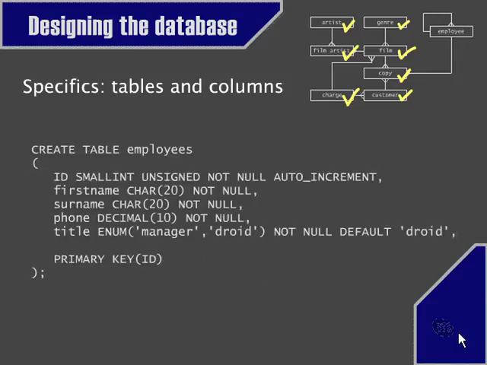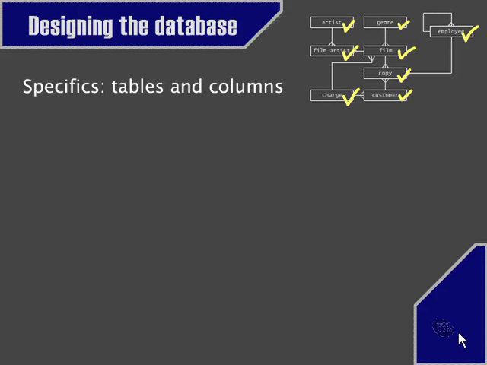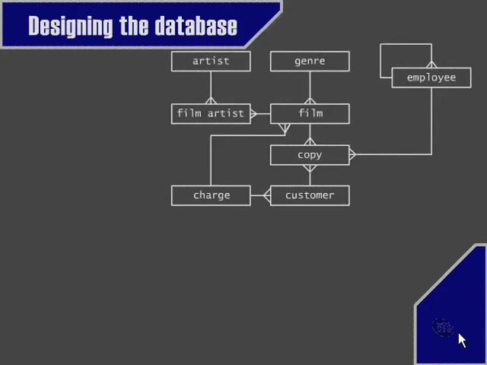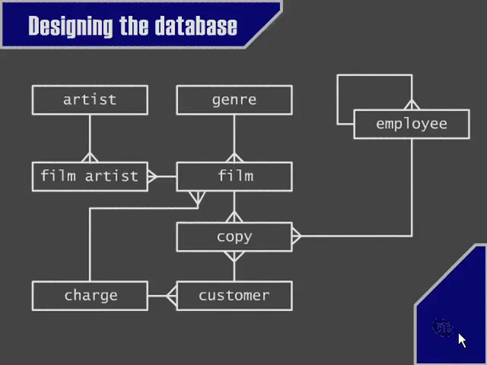Here is the table in SQL form. As you can see, there's an enumerated field there, the title column, which allows us to select between manager and droid. So these are our tables that have been created from our entity relationship diagram. And in our next movie, we're going to start looking at the way in which this database design is used within our application.